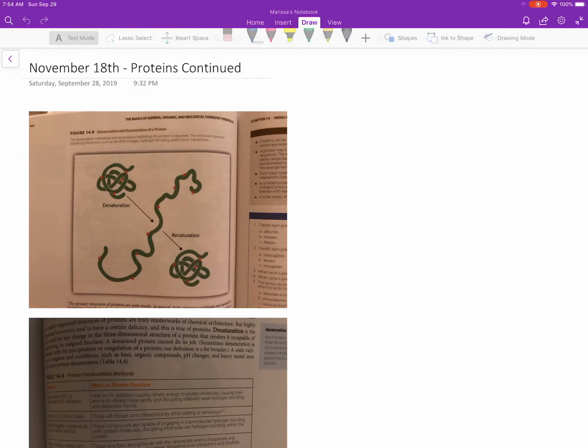Okay, so today we are going to finish up proteins, amino acids, and talk about enzymes.